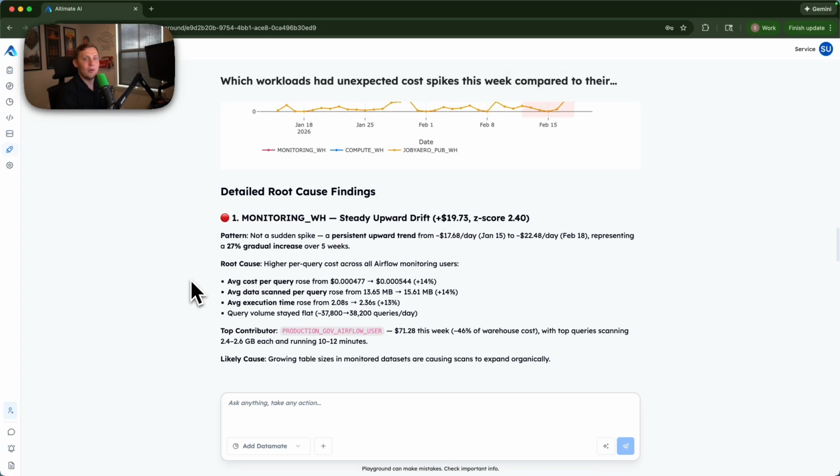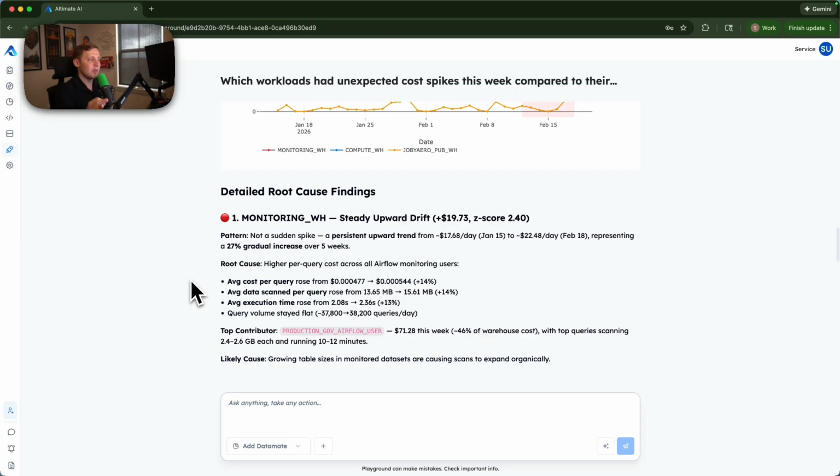And then as we come down here now, it's where we get into like the real kind of meat and potatoes of this analysis. So we have detailed root cause findings. We have this monitoring warehouse, which has a steady upward drift. It tells us that amount with a z-score. The pattern says that it just persists in upward trends, representing a 27% gradual increase over 5 weeks. And the root cause is a higher per query cost across all Airflow monitoring users. So it gives us all that information there below.